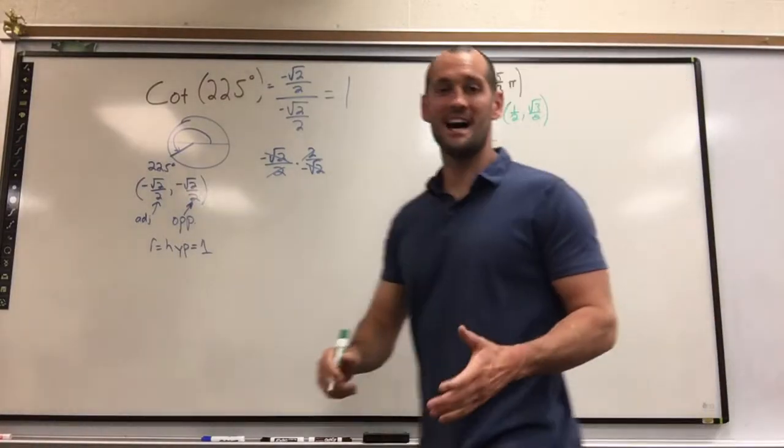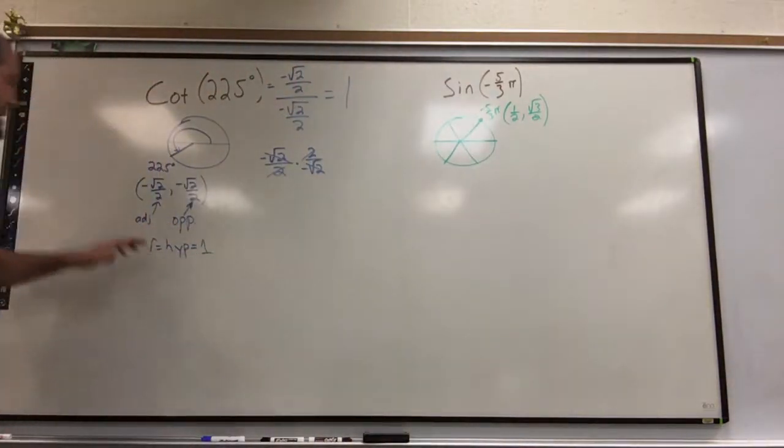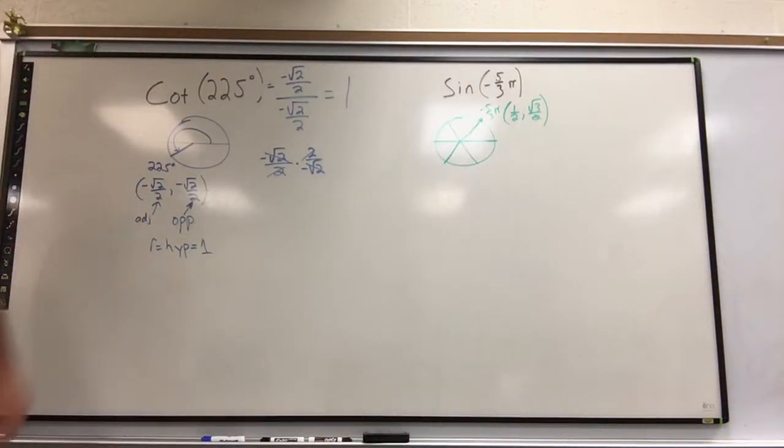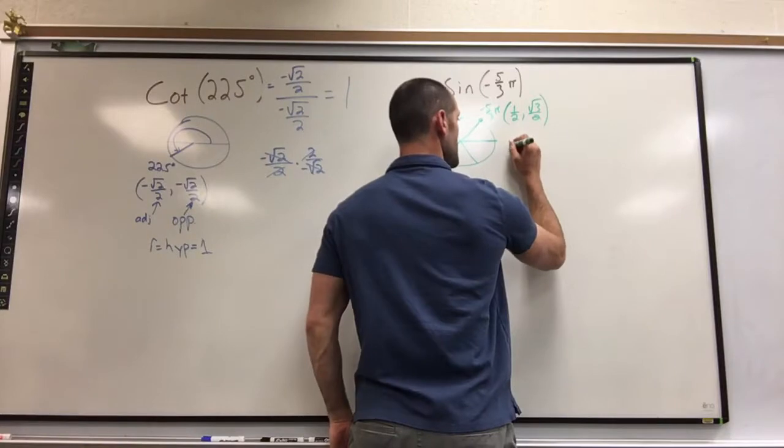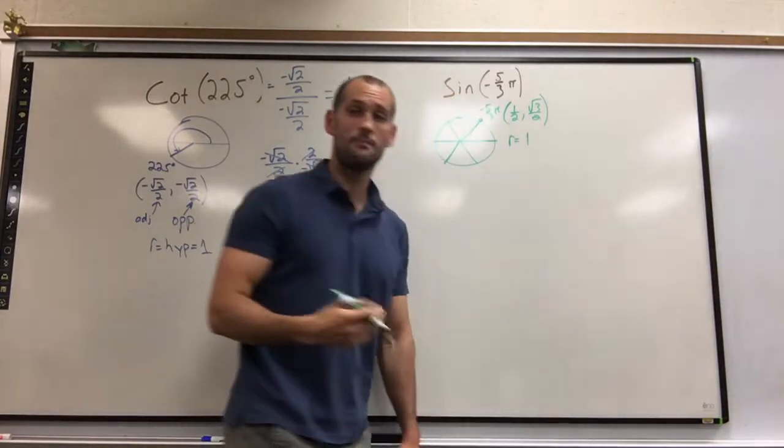Now, they want the sine. Using the same knowledge we know. The x is the adjacent, the y is the opposite, and the radius, which is 1, is my hypotenuse.